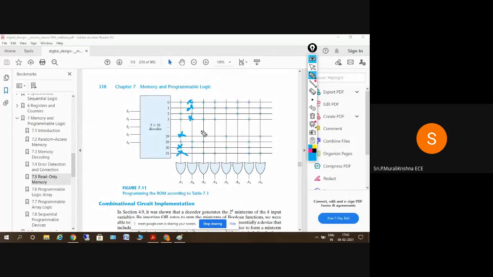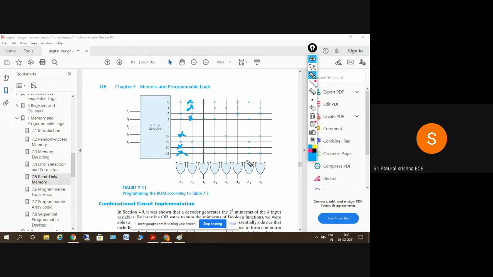Yeah, initially there'll be all ones here. So all ones. There'll be fuses in the cross sections here, in each and every cross section here. Okay, so that will be given to the designer.